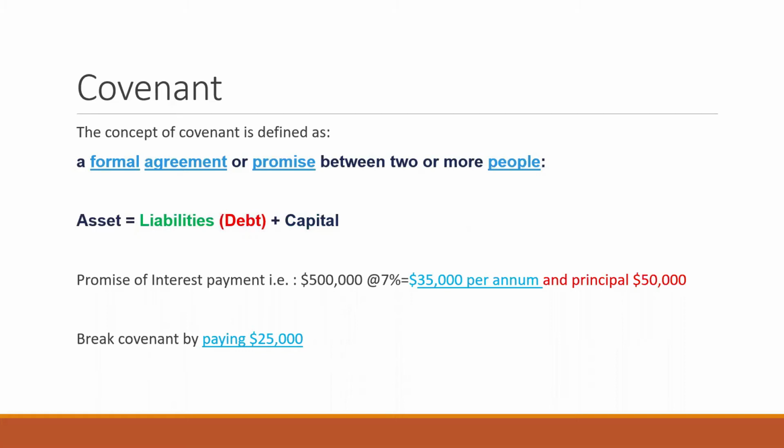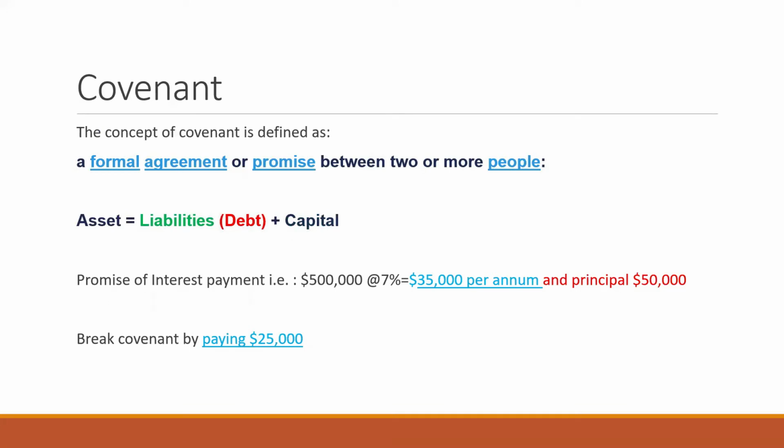Now, in this example, we have 500,000 being the amount that's borrowed and 7% being the payment per annum. So 500,000 times 7% is 35,000 per annum. Now, if they're intending to pay back the principal, if we're looking at 10 years, then it's 50,000 per annum. So altogether it would be 75,000. Now, this company would break the covenant if the company only has the ability to pay back 25,000. So the covenant would have been broken.